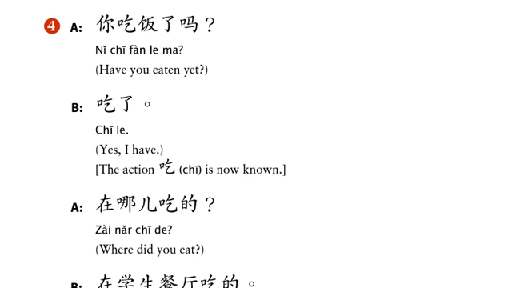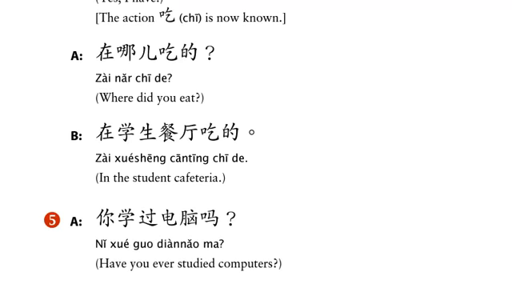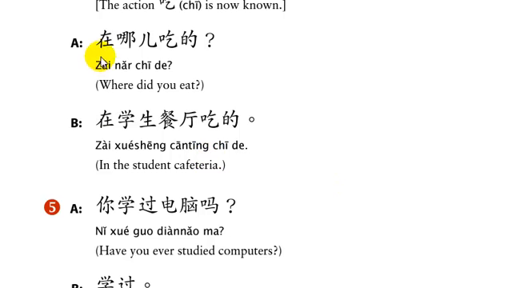Here's another example. 你吃饭了吗? Have you eaten? 吃了. Yes, I have eaten. Now here come some questions based on this known fact that person B has eaten. 在哪儿吃的? You'll notice they left out the 是. Where did you eat? 在学生餐厅吃的. In the student cafeteria.